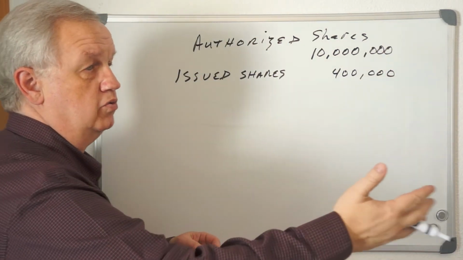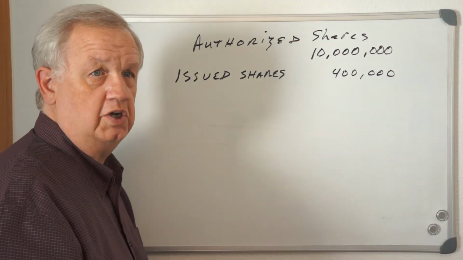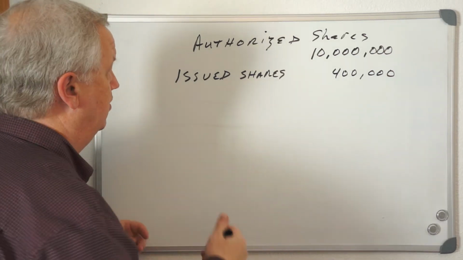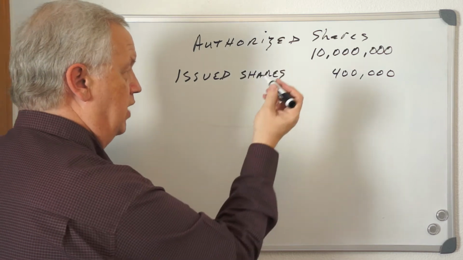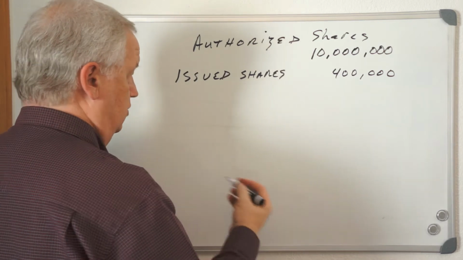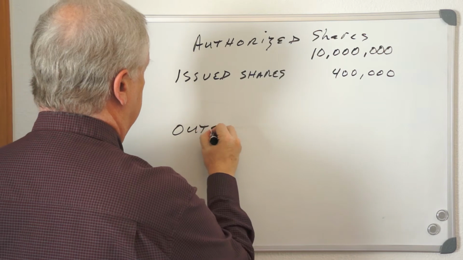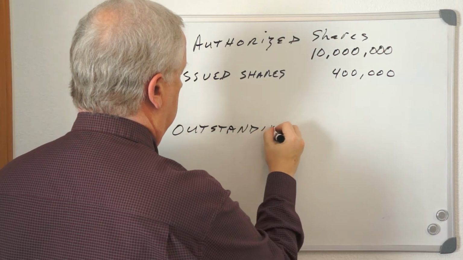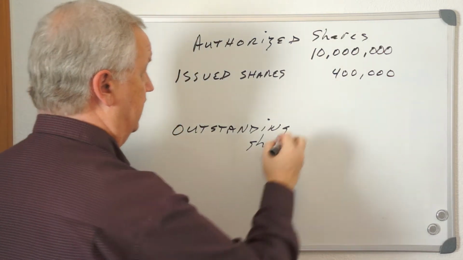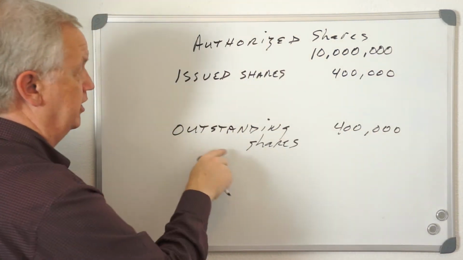But let's just say in the beginning, we only do 400,000 shares. Possibly 100,000 through special employees to start the company at a lower wage, but they're going to get stock. And then 300,000 to the founders and all that. But that's the idea. You have to list who owns what in your declaration to the Secretary of State. Now, of that, we have outstanding shares. And that would be the same as the issued in the beginning.